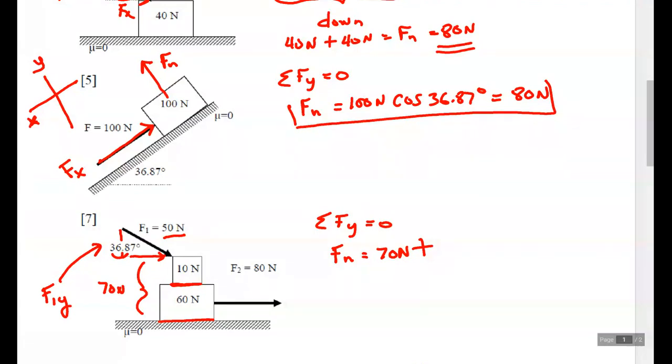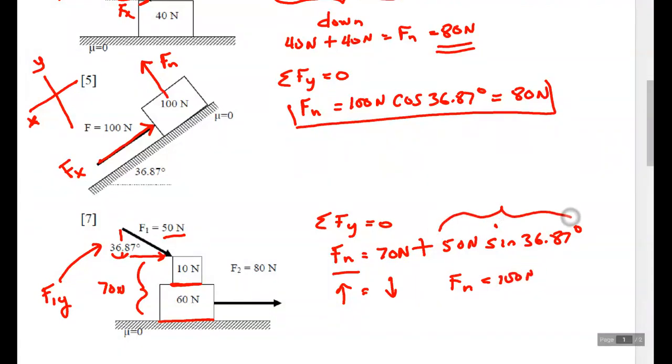We'll just leave it at that. So we just want to find the friction force down here. So the up force equals the down force. The down force is 70 newtons, and then it's 50 newtons sine of 36.87 degrees. And so the force turns out to be 100 newtons, because this must have been 30. Okay, so that's 100 newtons. There we go. And we'll keep going.